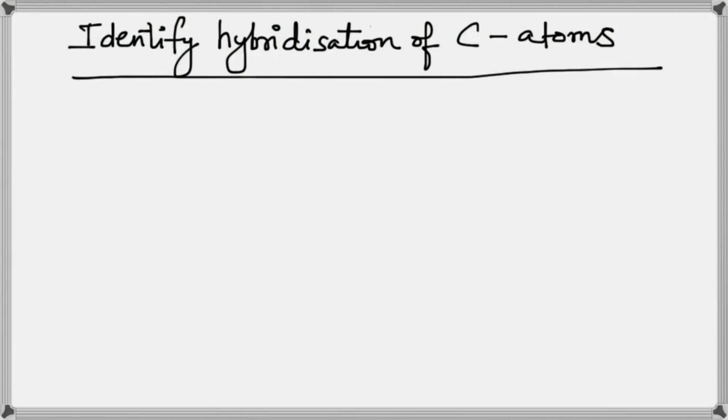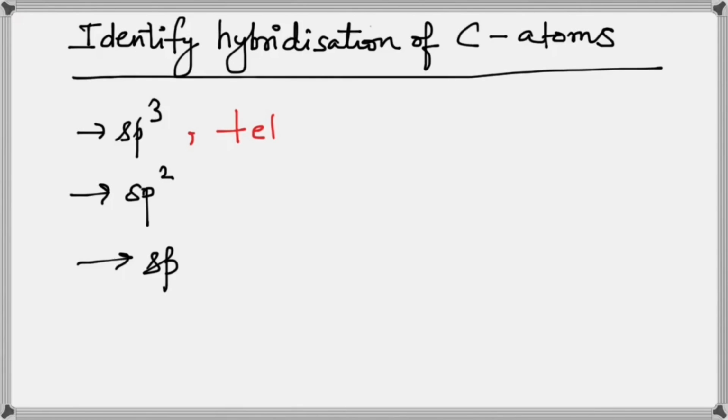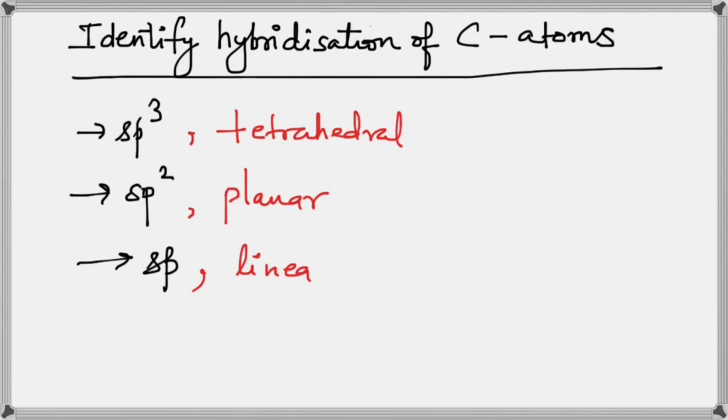Hi guys, in this video we will learn how to identify the hybridization of carbon atoms. As you know, carbon atoms show three types of hybridizations and they are sp3, sp2 and sp. We also know that the structure for sp3 hybridization is tetrahedral. For sp2 we have a planar structure and for sp we have a linear structure.